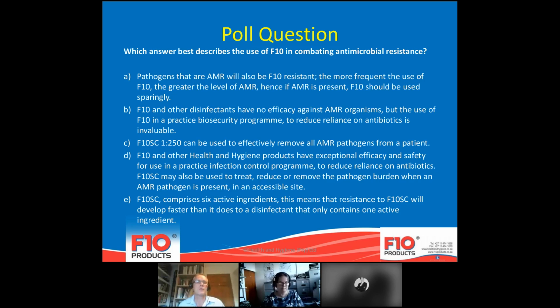F10 SC may also be used to treat or reduce or remove the pathogen burden when an antimicrobial resistant pathogen is present in an accessible site. Or E, F10 SC comprises 6 active ingredients. This means that resistance to F10 SC will develop faster than it does to a disinfectant that only contains 1 active ingredient. So with this one, you only answer the one most correct answer, please. So poll away.